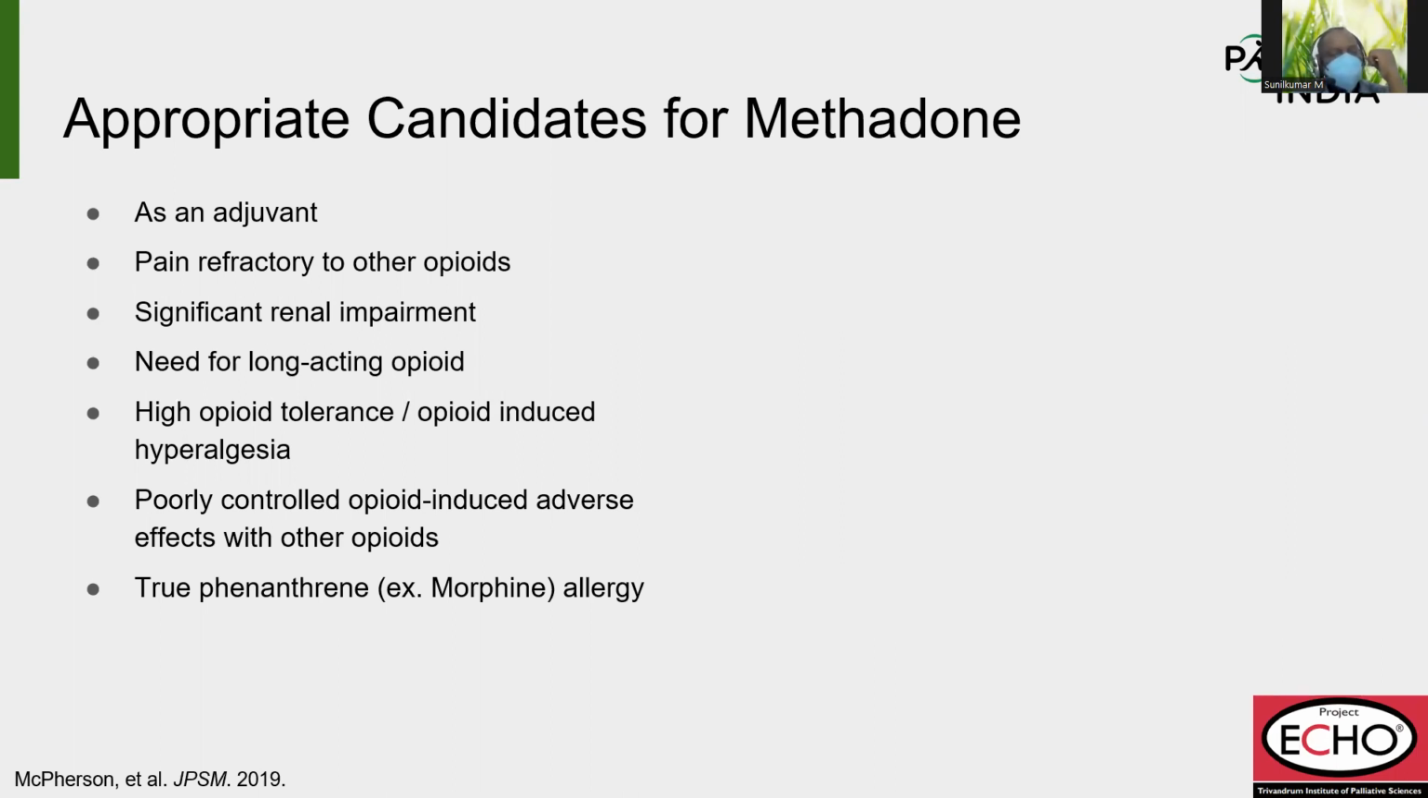Then which we already discussed is opioid tolerance or opioid induced hyperalgesia. If the patient is on a high dose of morphine, and we need to increase the dose very frequently, then we can think that this patient might have developed opioid tolerance. And in such instances, methadone is a good choice. Then if the patient has opioid toxicities, or if the patient has allergy to other opioids, then also methadone is a good choice. So these are the indications for which you can use methadone.